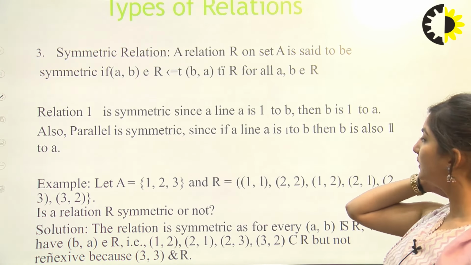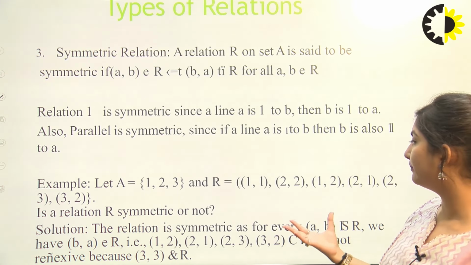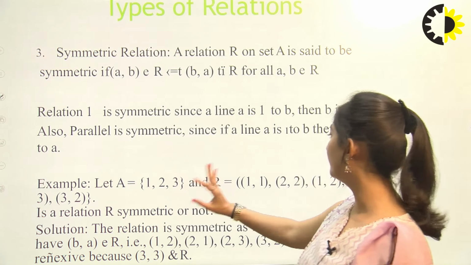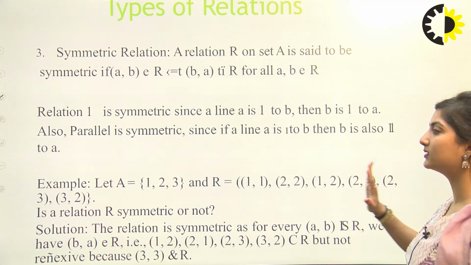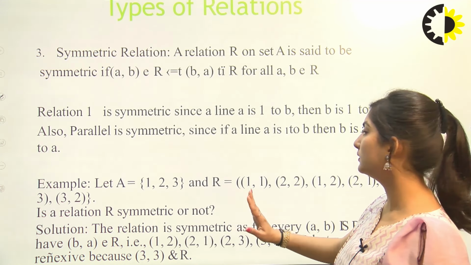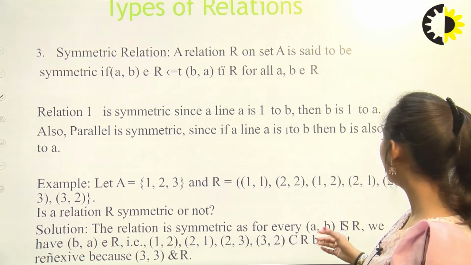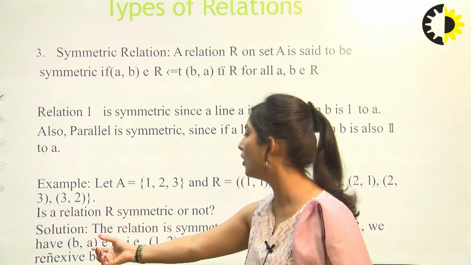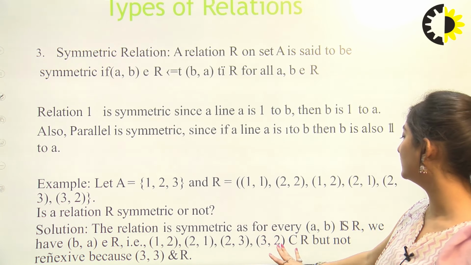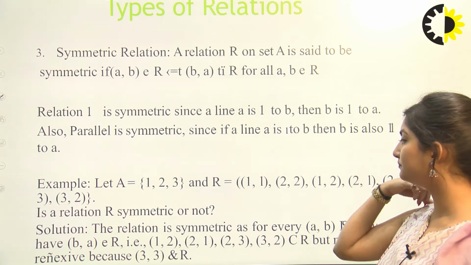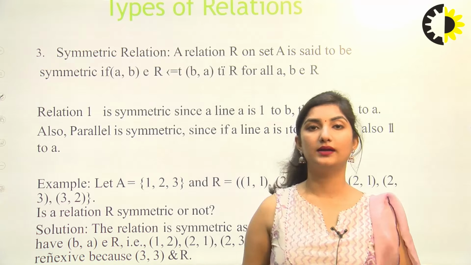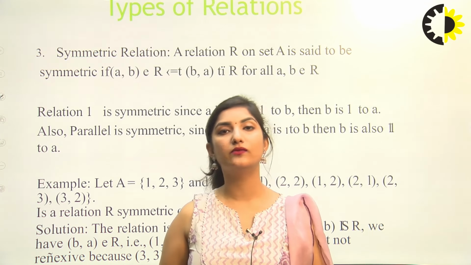So symmetric relation you can understand here. For example, if you see this set A and they have given us this relation from this set, is this relation R symmetric or not? The relation is symmetric as for every (a, b) we have (b, a), which is (1, 2), (2, 1), (3, 2), (2, 3), which are part of this set. So in relation, you have to prove whether it's an equivalence relation or not.